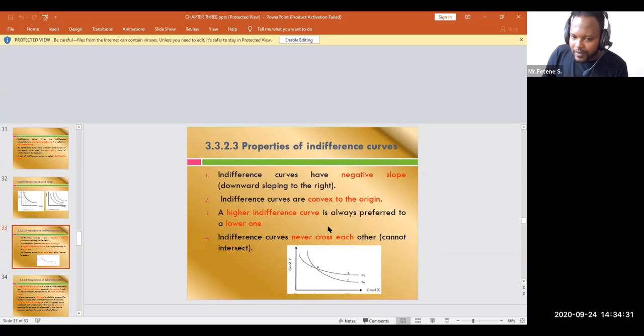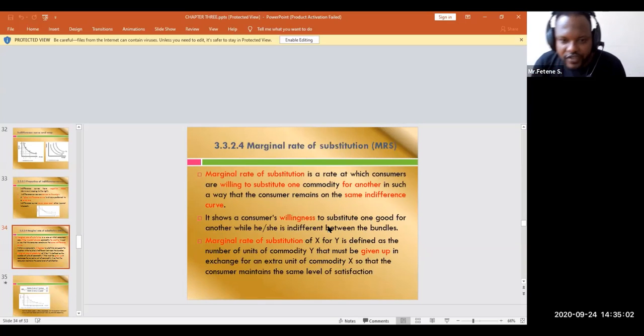the lower one. So indifferent curve 1, 2, 3, the highest indifferent curves are preferred to the lower one, because the highest indifferent curve gives us the highest satisfaction or pleasure. Another property: indifferent curves never cross each other, they cannot intersect. Look at this graph, indifferent curves cannot intersect or cross each other. These are the properties of indifferent curves.